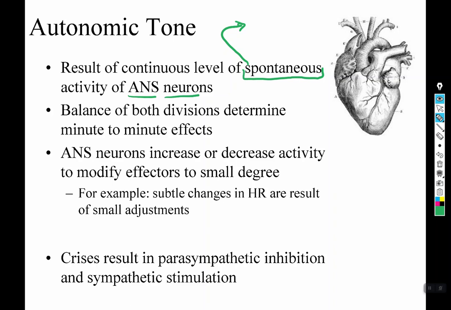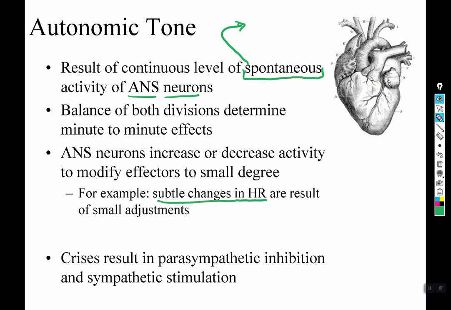Other ones are subtle changes in heart rate that are a result of small adjustments. So for example, if I was sitting here quietly, not speaking, my heart rate would be a little lower, but because I'm breathing intentionally and modulating my breath to produce speech, that's going to change my oxygen levels and change my activity levels as well, and I'm going to see a small increase in heart rate for that. And then if I were to shut up again, I would see it decrease.